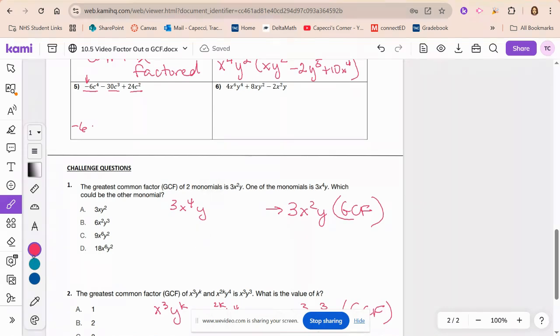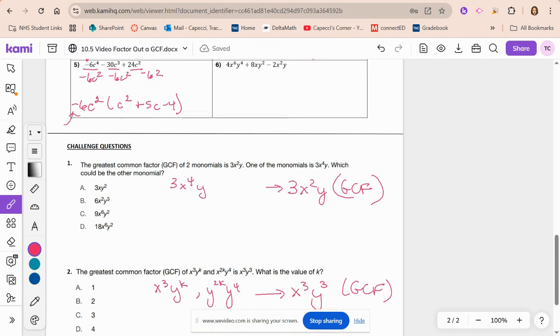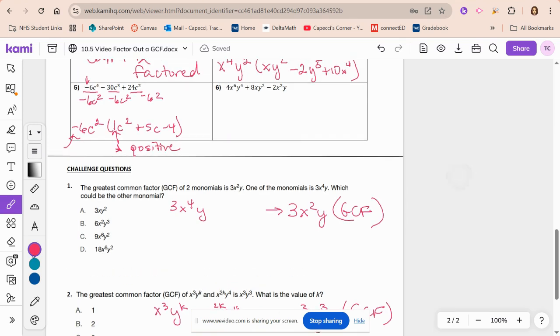My lowest exponent is c to the second. So I am going to divide everything by -6c to the second, which leaves me with positive c to the second plus 5c minus 4. So again, the reason that I pulled this negative out is because right here, my leading coefficient, which happens to be 1, I want that to be positive. I'm always looking for a positive leading coefficient. So that's why I factored out that negative first.